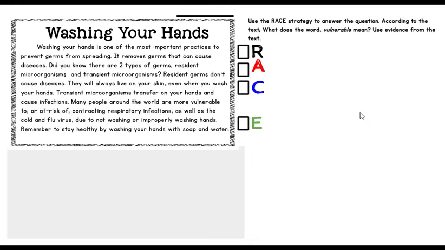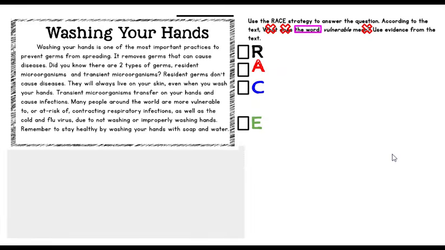All right, let's look at our question. It says, use the RACE strategy to answer the question, according to the text, what does the word vulnerable mean? Use evidence from the text. So obviously we could go look this up in the dictionary, but it's asking you to explain it based on what is in the text. So the first thing we have to do is restate. So we're going to get rid of any of the question words and the question mark, because we do not want to just simply rewrite the question. Now we have to rearrange the words a little bit so that they can make a statement.